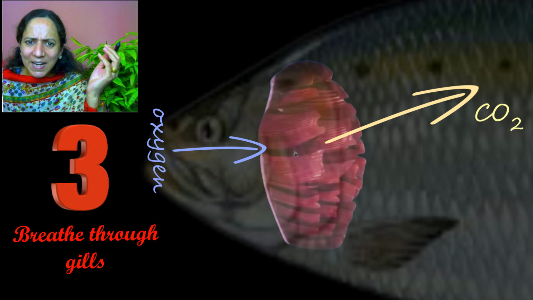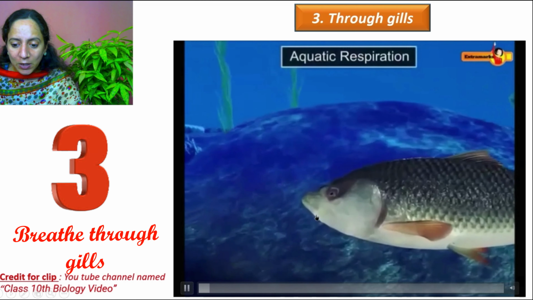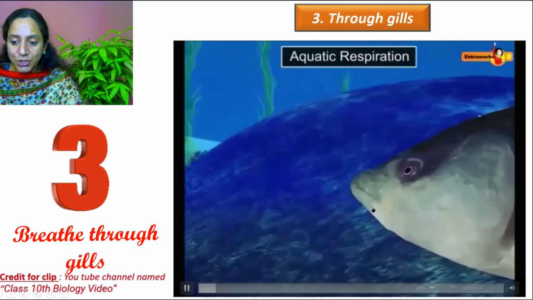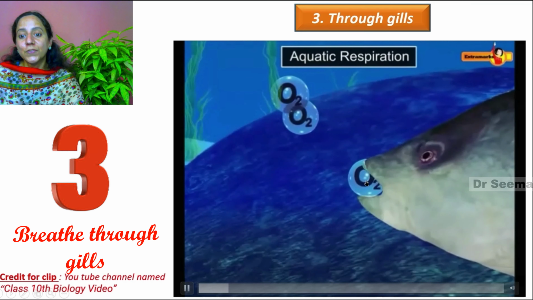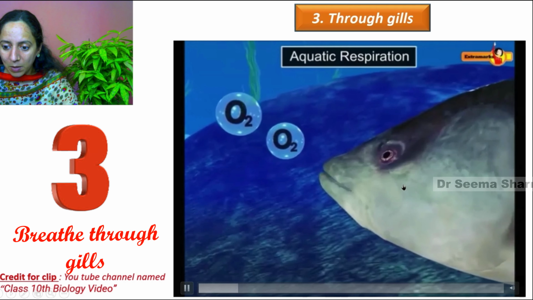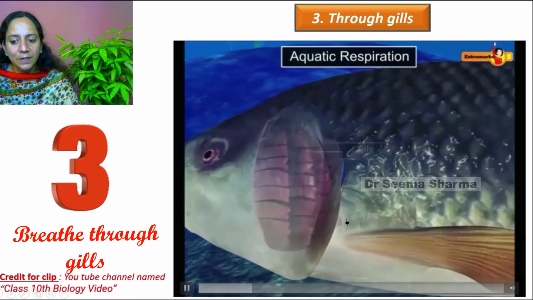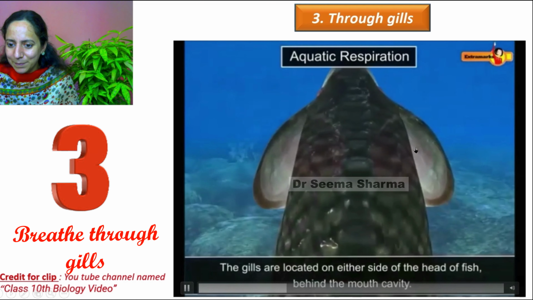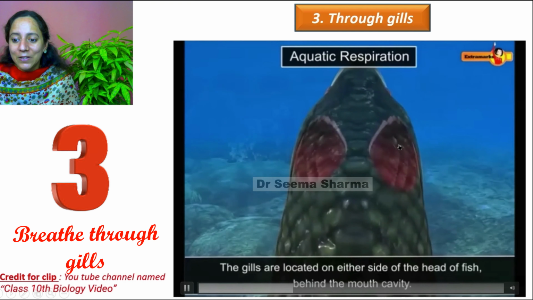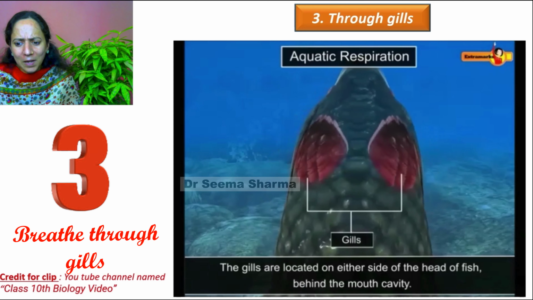Now let's understand the same with the help of one visual clip. You know, fish is an aquatic animal. It takes in water which has dissolved oxygen in it. So when it opens its mouth, water which is rich in oxygen enters into its mouth. Then it is filtered out through gills. Fish has gills on either side of its body, and they are visible here. These are gills. Within these gills, there are numerous filaments.